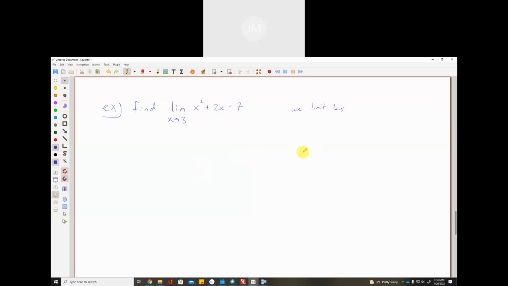Right. So here's my first limit law. I know that if I'm adding two functions, I can break it up over addition. Well, I could do that twice and break it up over 3 additions, right? So using that first limit law, I could say that this is the same as the limit as x approaches 3 of x squared plus the limit as x approaches 3 of 2x plus the limit as x approaches 3 of negative 7.